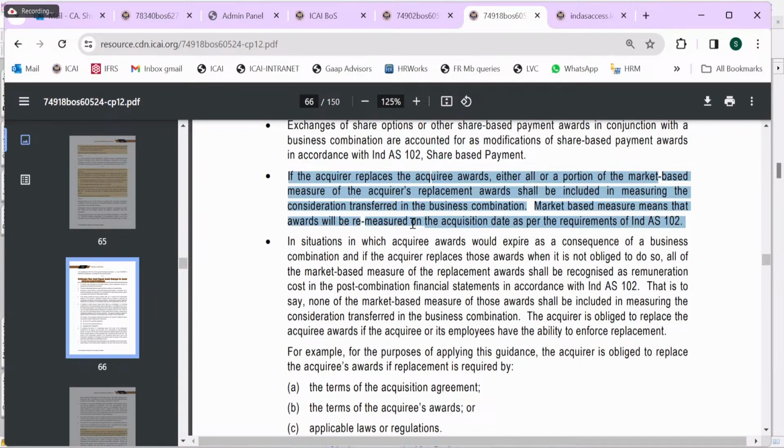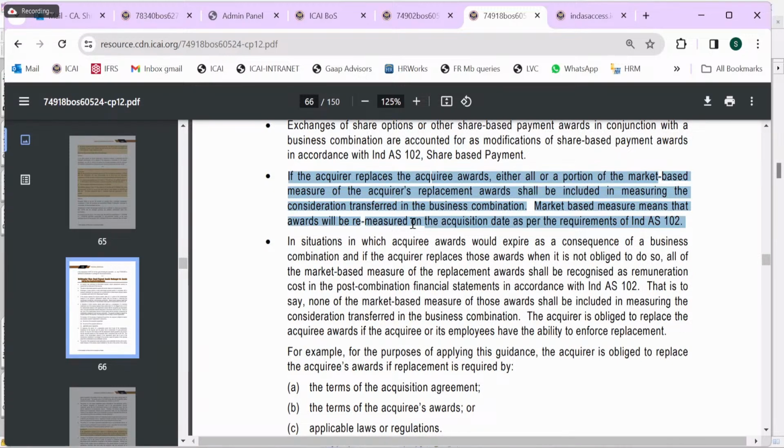Here, market-based measure means that the award will be remeasured on the acquisition date as per the requirements of Ind AS 102. We have the fair value of the original awards, and we also have the fair value of the replaced awards. However, we have to remeasure the replaced awards, and we have to bifurcate what portion is to be considered as part of purchase consideration and what portion is to be considered as post-business combination expense, and that is to be expensed in your financial statements.